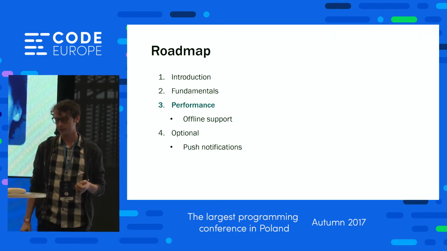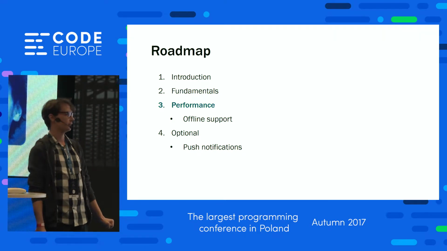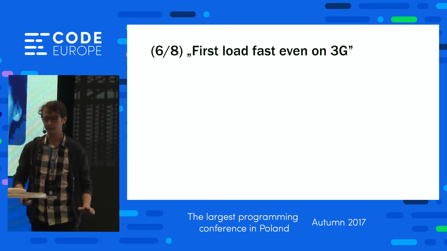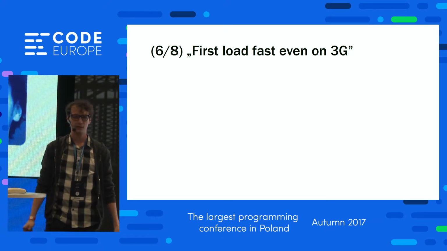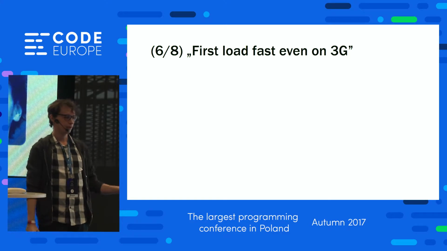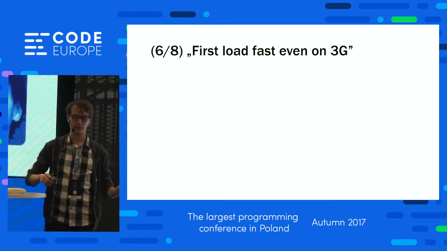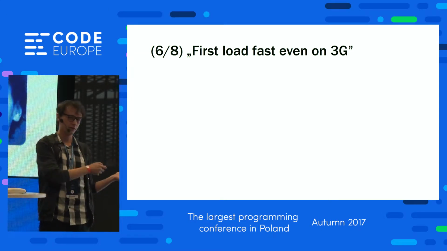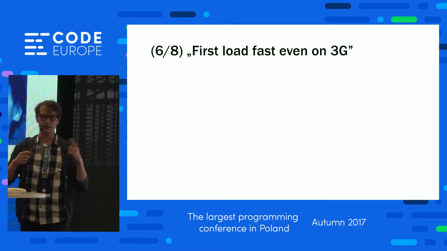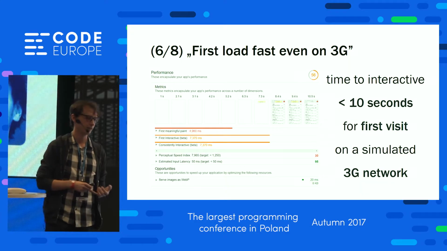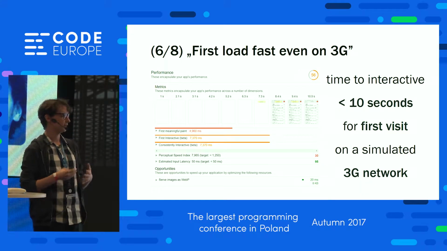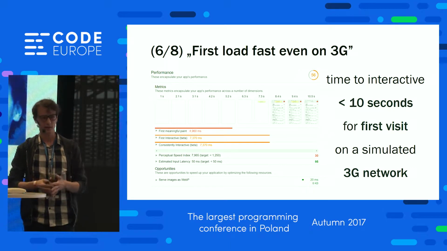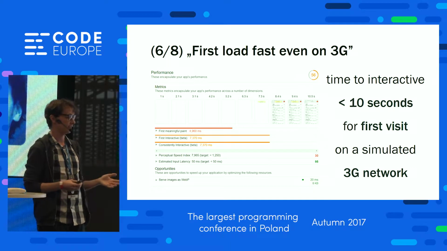In the baseline checklist, you will find a few requirements related to performance. One of them is first load fast, even on 3G. So your application, for a user that never visited it, should load for the first time quickly enough on a 3G network. This is then described in detail on the checklist as time to interactive. Your application needs to be interactive in less than 10 seconds on a simulated 3G network.